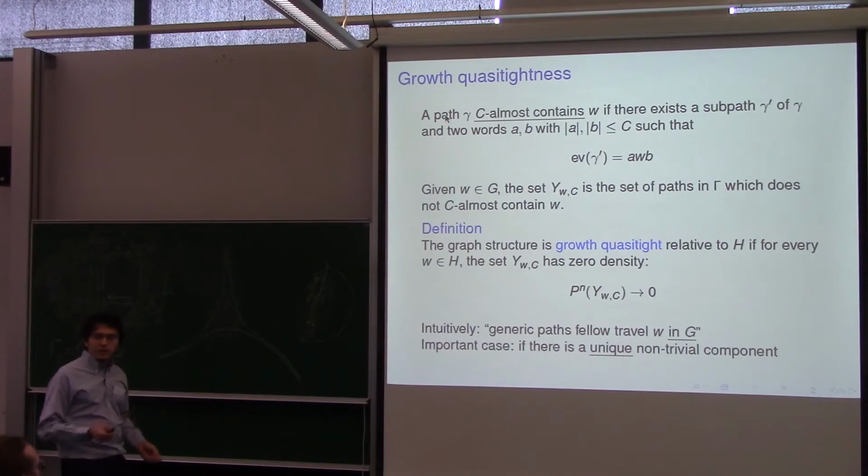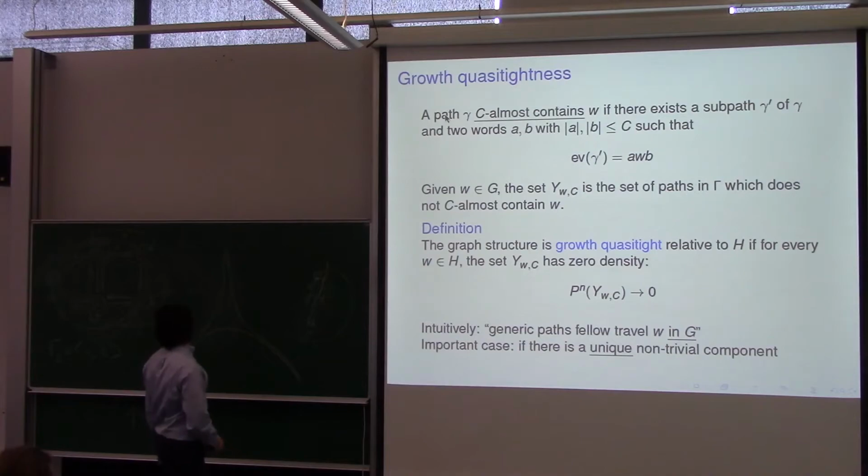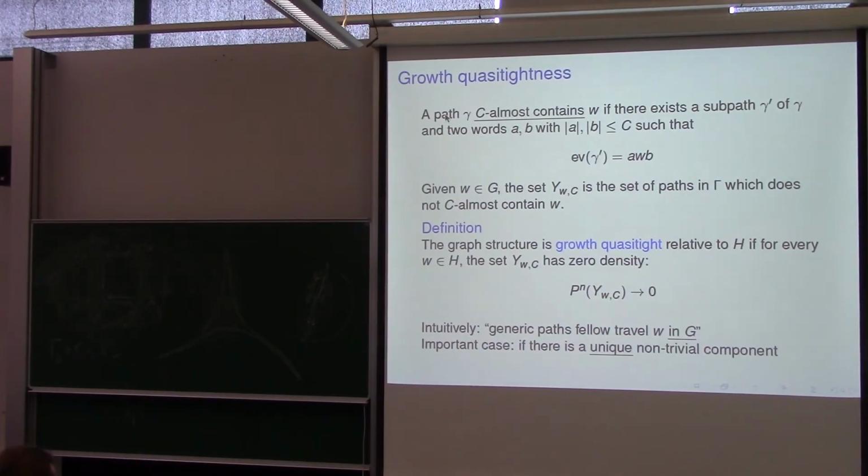So, non-trivial component means strongly connected component? That's right. And then you take H to be generated by paths. That's right. So if you have only one non-trivial component, then you can take H equals G, and that's a nice case. So is a trivial case of this that a generic word has an A in it?